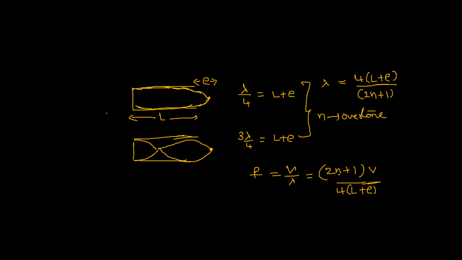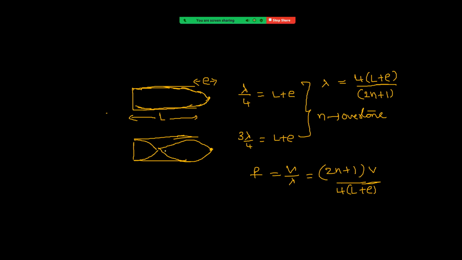In strings, we have discussed one end fixed, other end free. So same formulas, right? And in most of the cases, we neglect end correction. Whenever you are given the diameter of the pipe, then we have to consider end correction. So most of the cases we are neglecting that value. It depends on the given problem. So this is about the closed pipe.